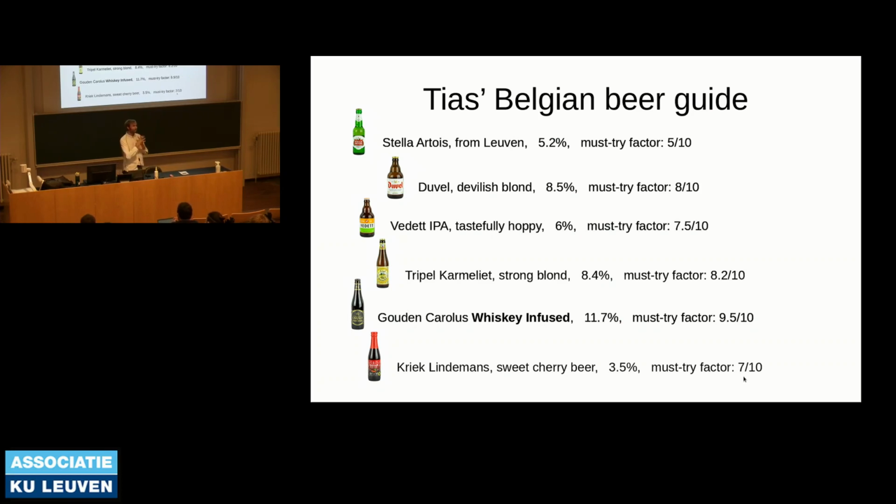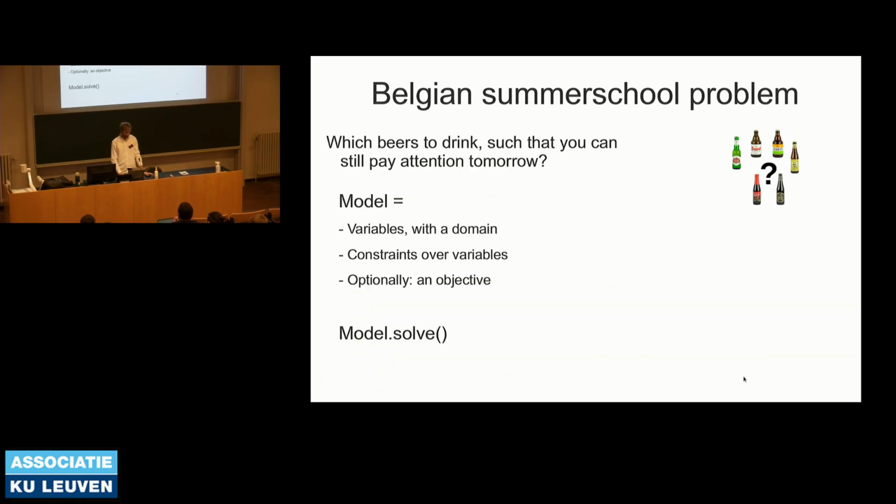Okay, so with this personal guide, now here comes the problem. It is the Belgian summer school problem, okay? You just got this beautiful recommendation, but now the question is, which of these beers should you drink so that you can still pay attention tomorrow. So this is clearly an important problem to solve.